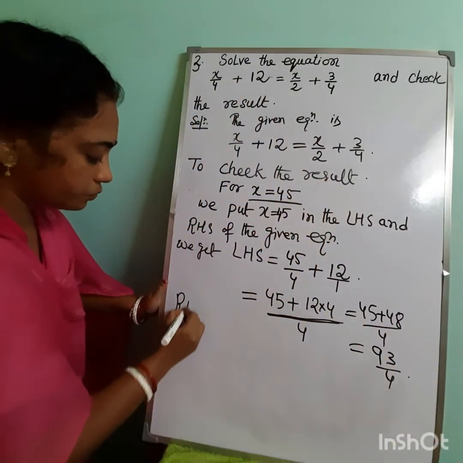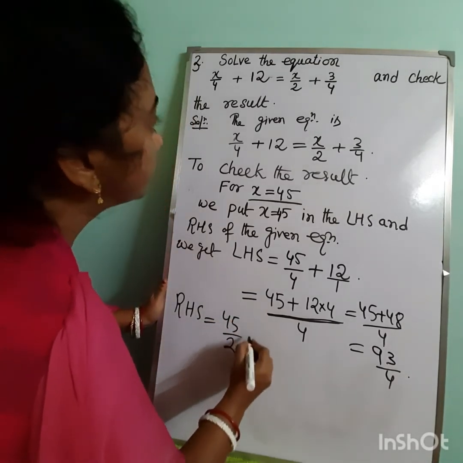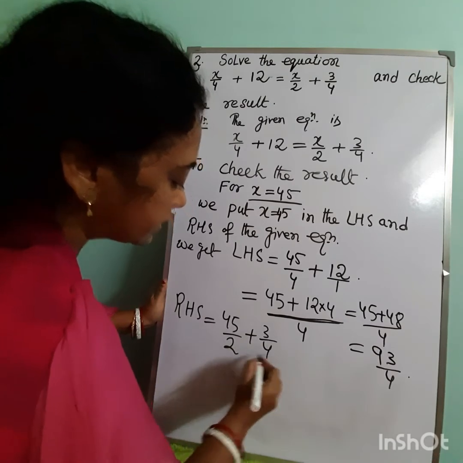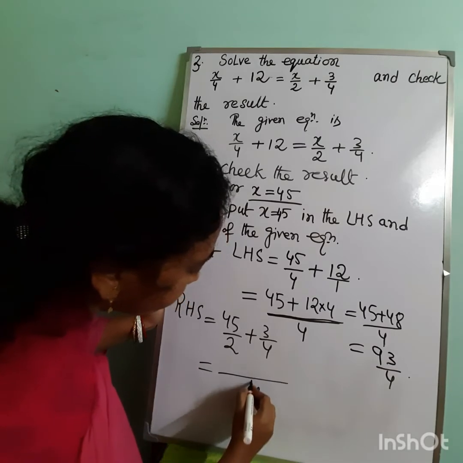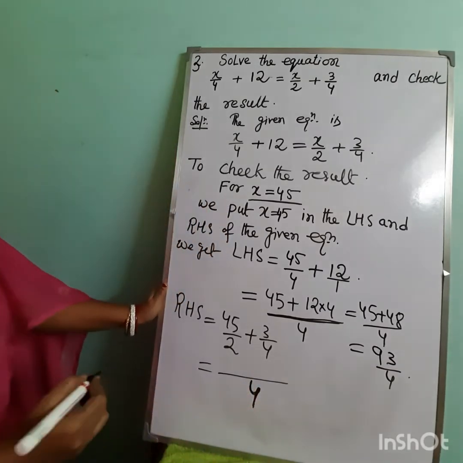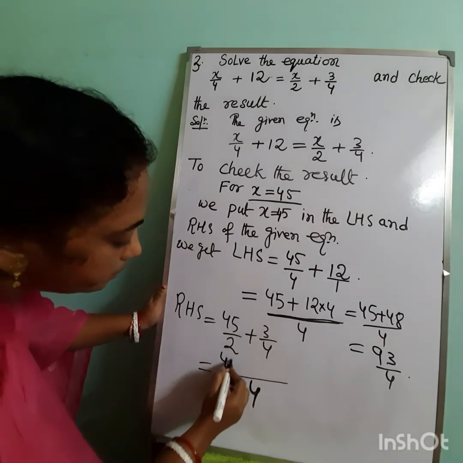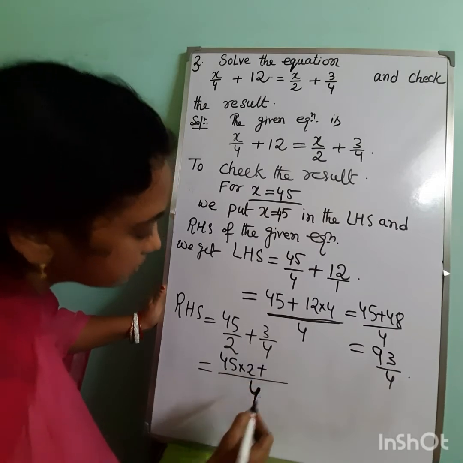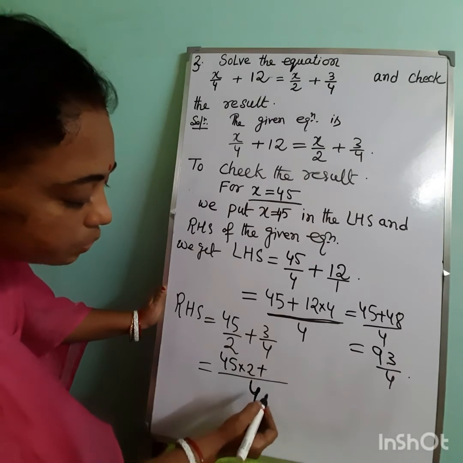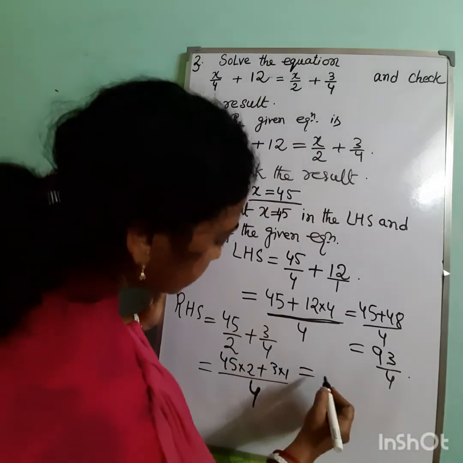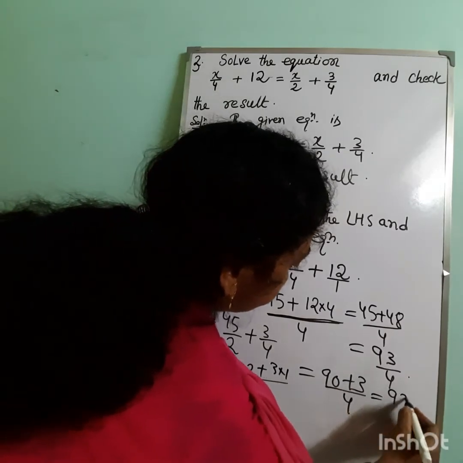Similarly, in the right hand side also we will put the value. Right hand side becomes 45 by 2 plus 3 by 4. Now the LCM of 2 and 4 will come 4, so we write 4 in the denominator. If we divide 4 by 2 we get 2 as the quotient, so 45 multiplied by 2 plus, if we divide 4 by the denominator 4, we get 1 as the quotient, so 3 multiplied by 1. So this becomes 90 plus 3 divided by 4, which is equal to 93 by 4.